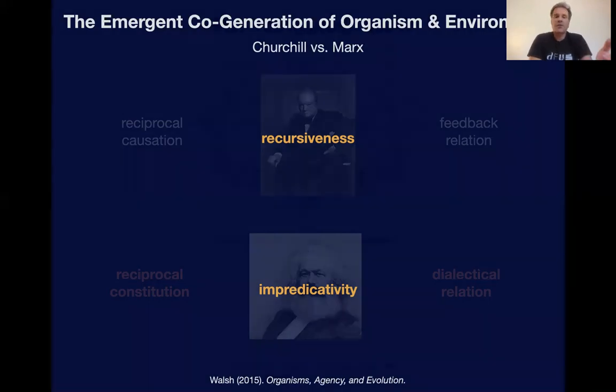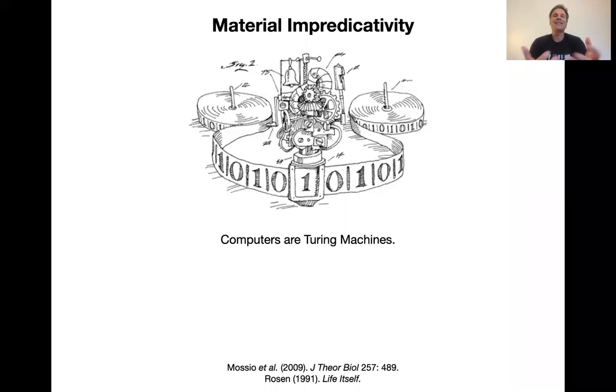Okay, there's a discussion about this. So look at it this way. Let's call it material impredicativity, because if you want to simulate an organism, there's an argument that was made by Matteo Mossio and colleagues already in 2009. You can make a simulation of an organism that has closure to efficient causation. So their argument goes a bit like this.